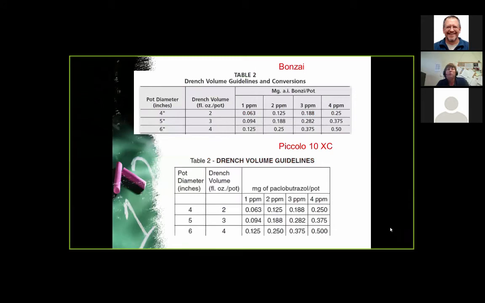Now, interestingly, if you look at the drench volume guidelines for both products, of course, you see that you're ending up applying the same amount of active ingredient. You've just mixed up the concentration differently because of the two products. So if you look at pot diameter, 4-inch pots, a drench volume of 2 fluid ounces per pot, here you've got, whether it's 1 part per million, 0.063, this is for bonsai, it's exactly the same for Piccolo because you've diluted it properly. You are applying the same amount of the active ingredient if you've diluted it properly.